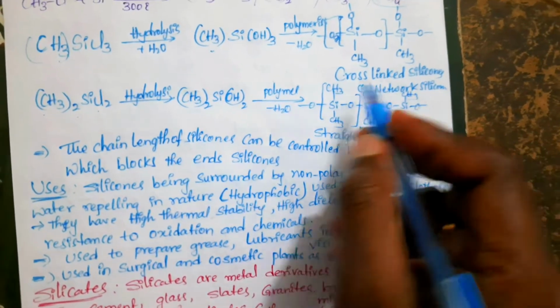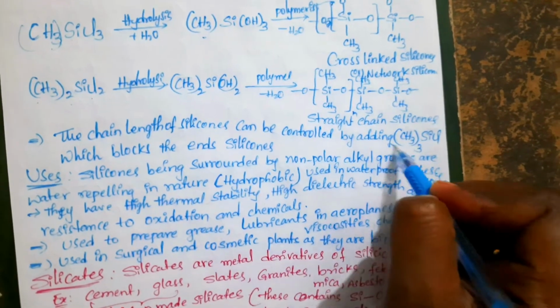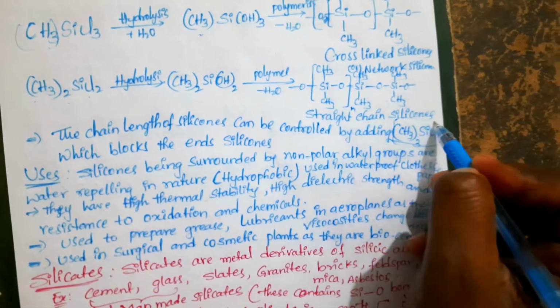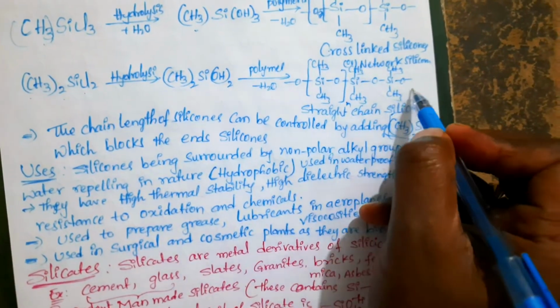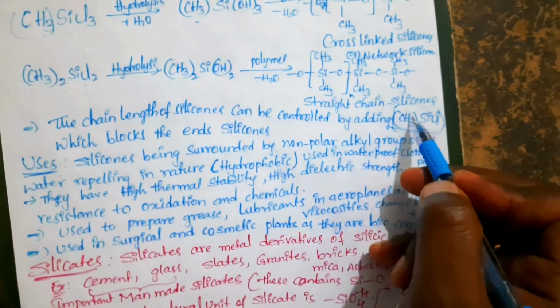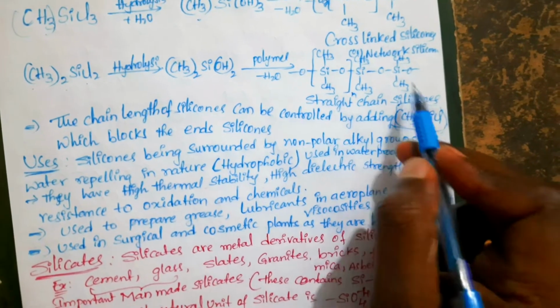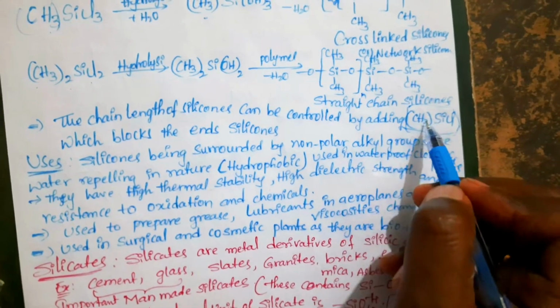The chain length of these silicones can be controlled by adding (CH3)3SiCl, which blocks the ends of the silicones. For that reason, to block the straight chain silicone ends, we use this compound.